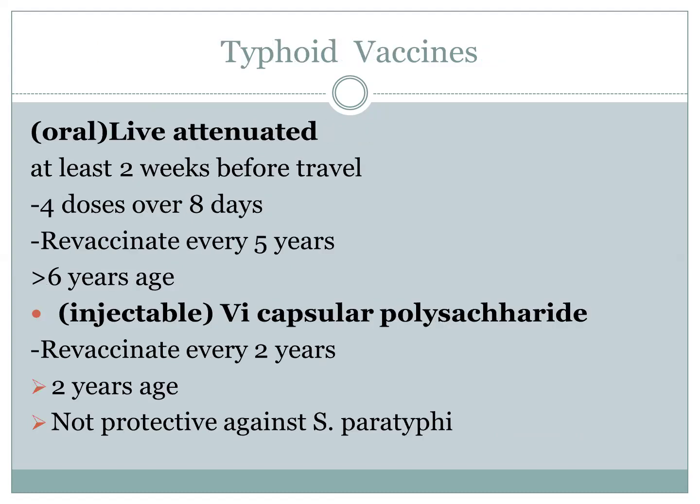So for the vaccine, we have an oral live attenuated vaccine and a capsular polysaccharide vaccine, which is injectable. The oral vaccine should be given at least 2 weeks before travel, and 4 doses are given over 8 days. Revaccination is required every 5 years. The injectable vaccine offers protection for 2 years, and it can be given to those 2 years and older, but it is not protective against paratyphoid.